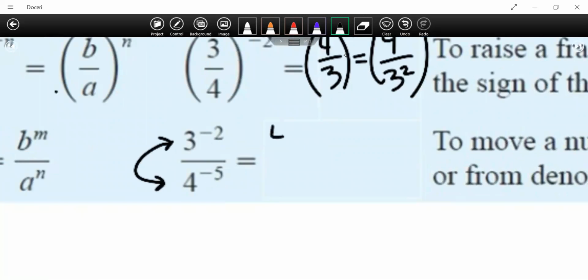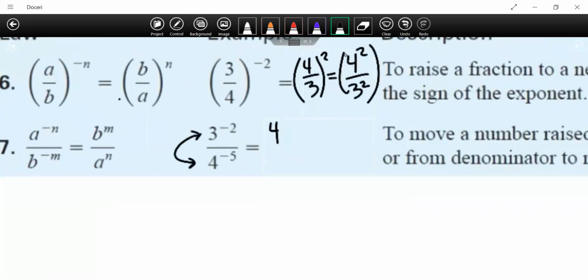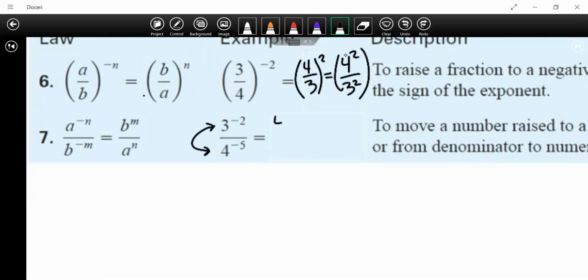So this will be 4. I'll just do this down below. This will be 4 to the 5th over 3 squared. And again, I know you guys know how to simplify that out, so I'm not too worried about that.